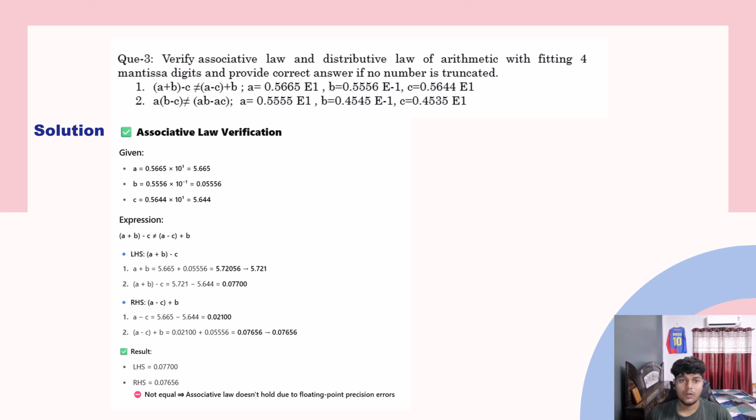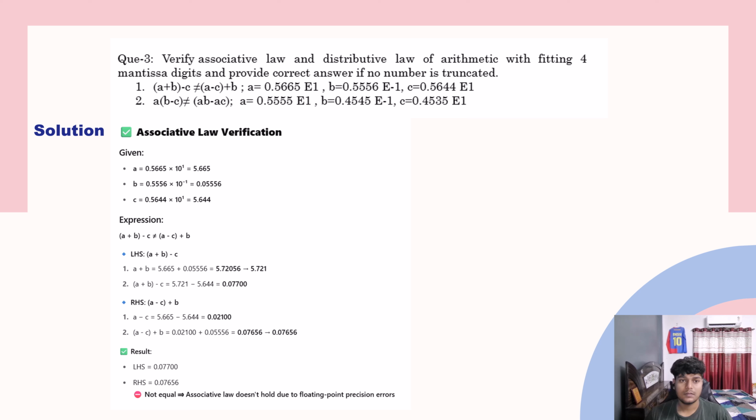For the associative law, we have values of A, B, and C. First we will compute A plus B minus C. A plus B rounds to 0.6221E with four digits, then 0.6221E minus 0.5644E is equal to 0.0577E.